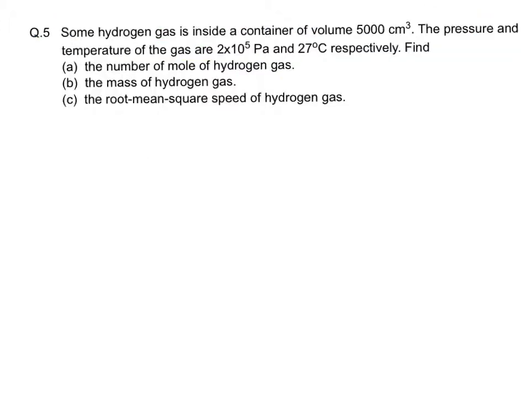Now, take some time to study question number 5. We got volume 5,000 cm cube, the pressure 2 times 10 to the power 5 Pascal, and the temperature 27 degrees Celsius in Kelvin, which is 27 plus 273 K.